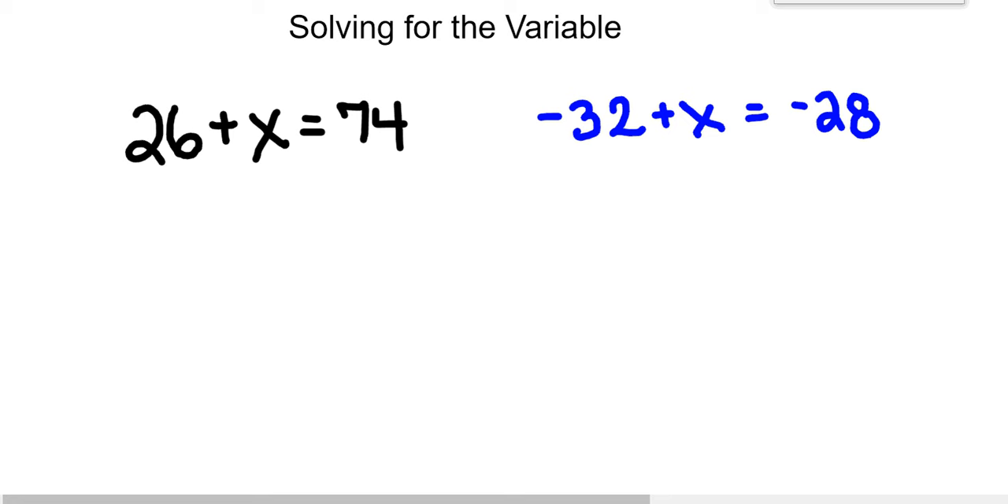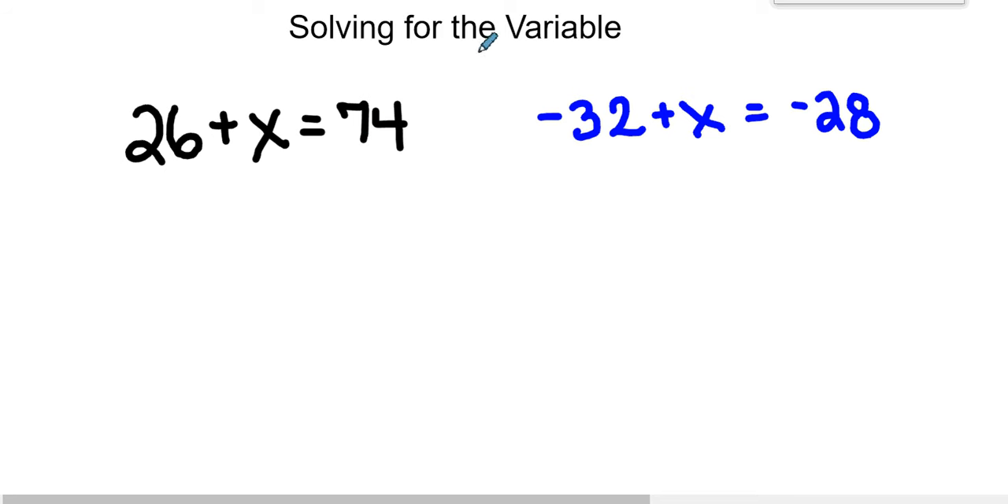Now we said our variables are unknown. This X, we don't know what it is. They're unknown numbers. It means this number plus some unknown number equals this number. Now how do we find it?